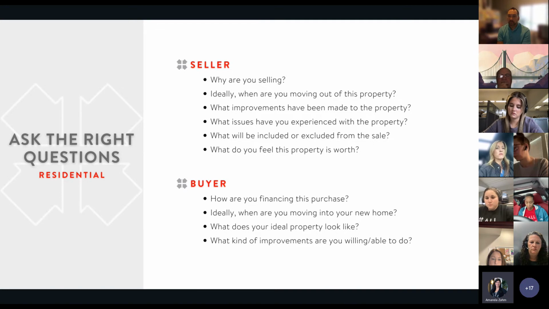So why are they selling? Maybe they're just selling because they want the money. They want to cash out. They're just done with the property and ready to move on. Or maybe they're selling because grandma moved out of the house.